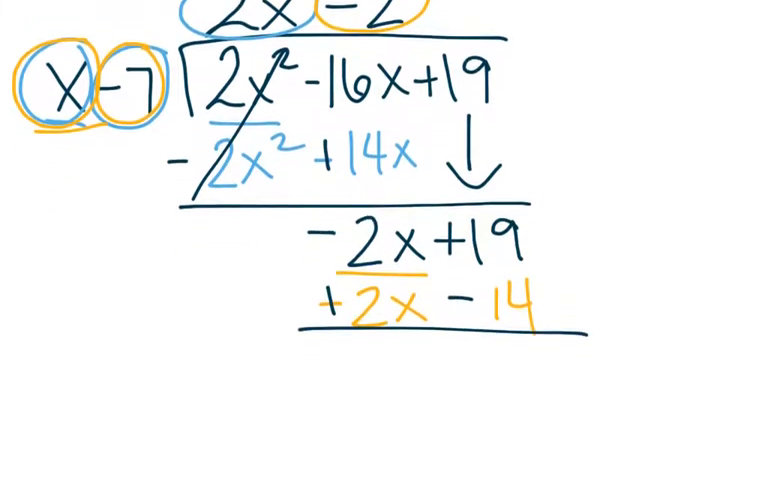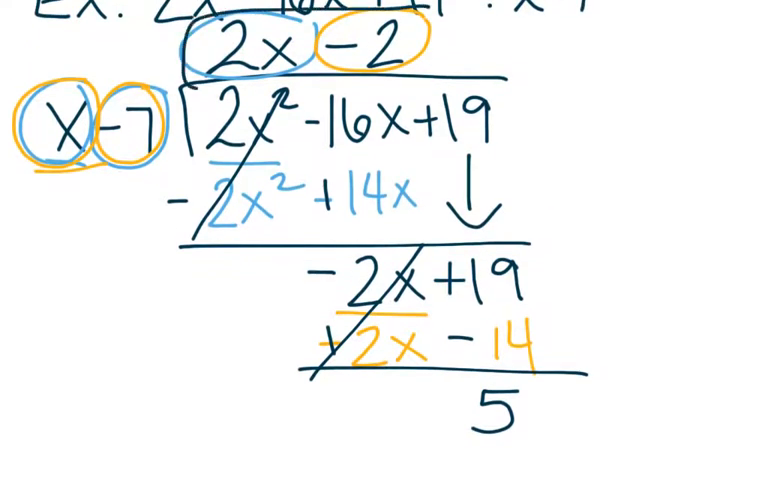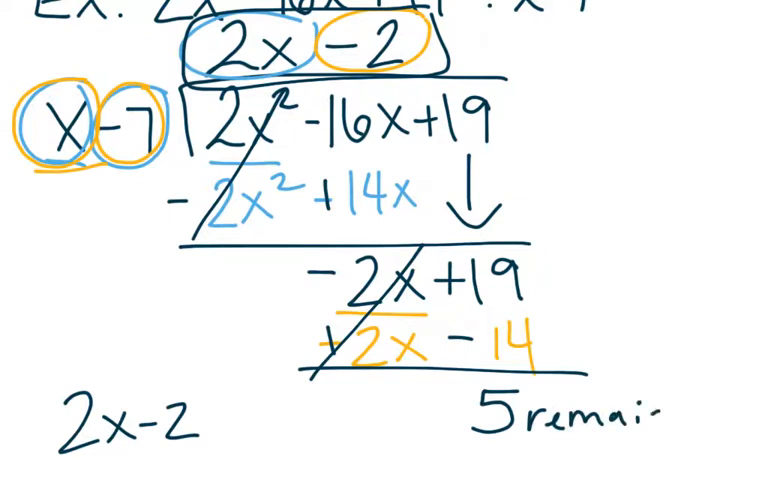Alright. A negative 2x plus a 2x cancel out. 19 minus 14 is 5. And there's nothing I can multiply an x by to get a 5, so that's how I know that I'm done. Alright, so my final answer is the part I wrote up top, 2x minus 2, and then I have a remainder of 5, and the way we write it, plus 5 divided by what we were dividing by, x minus 7.